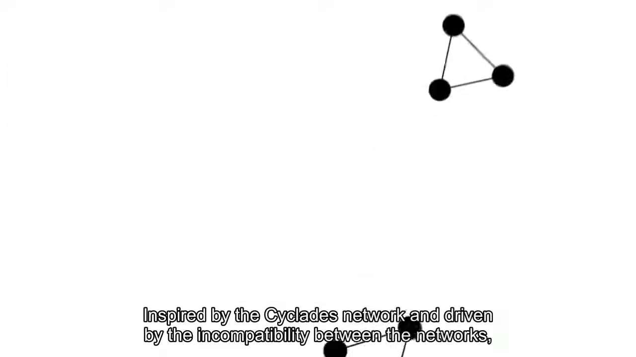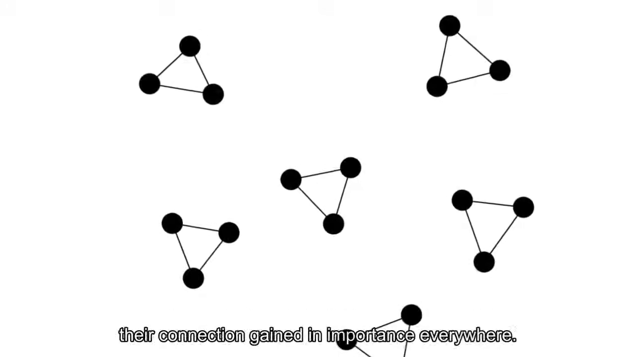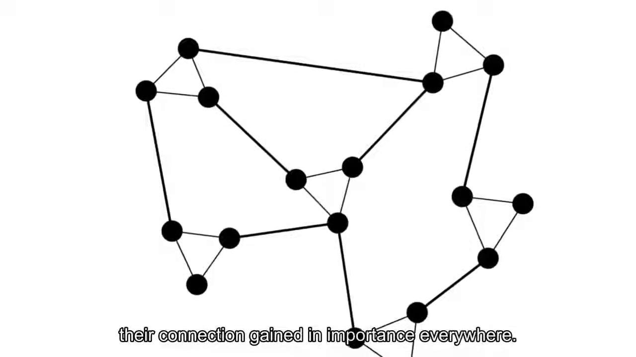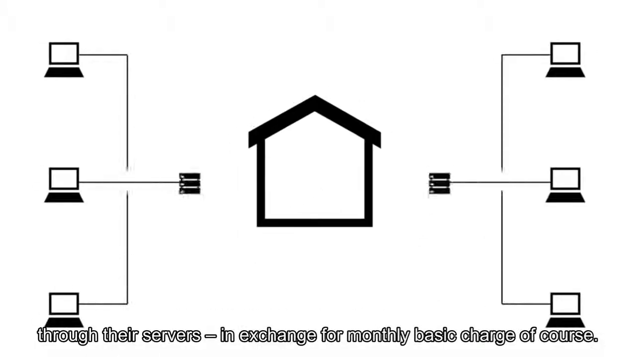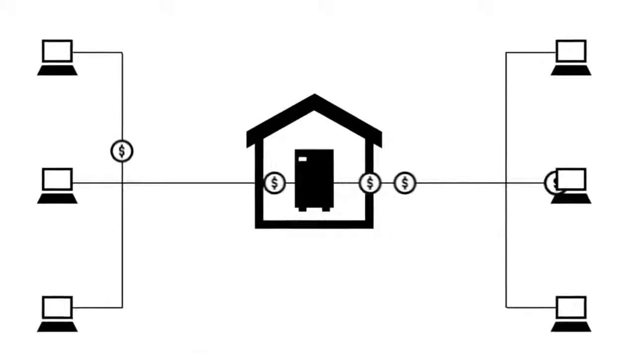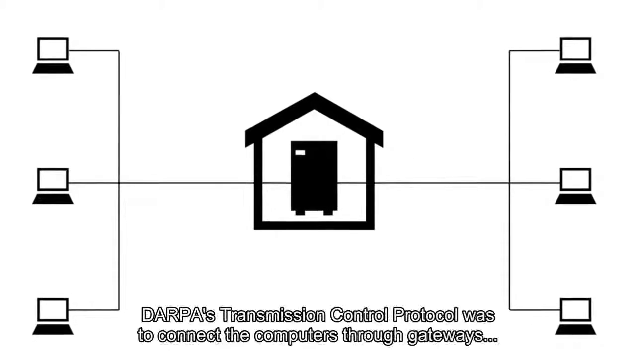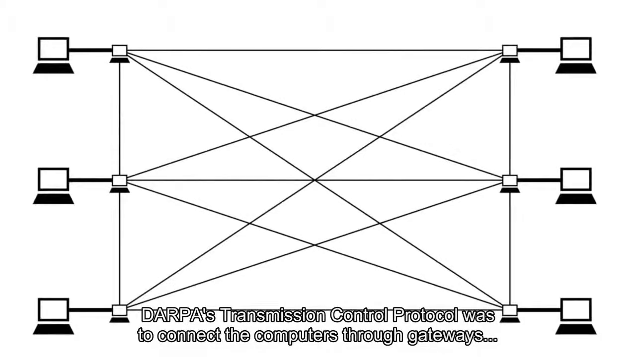Inspired by the Cyclades network and driven by the incompatibility between the networks, their connection gained in importance everywhere. The phone companies developed the X.25 protocol, which enabled communication through their servers, in exchange for a monthly basic charge, of course. DARPA's Transmission Control Protocol was to connect the computers through gateways.